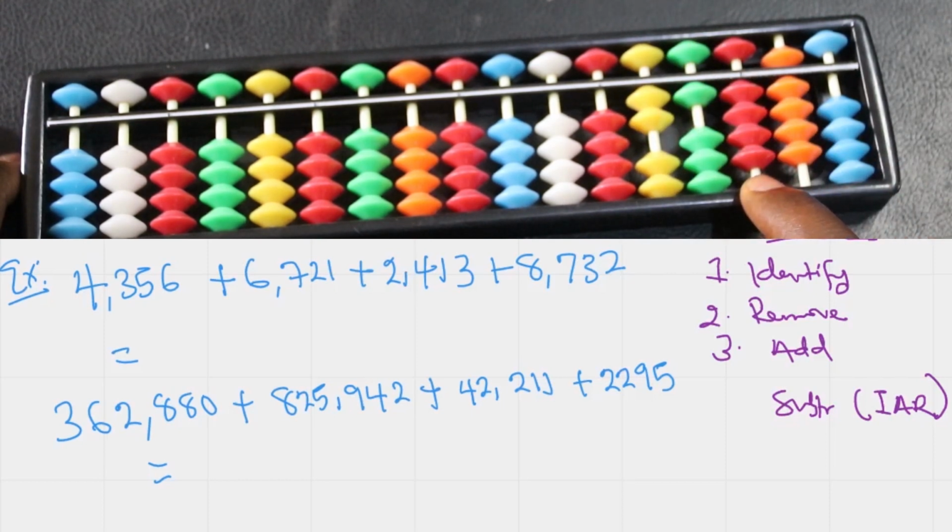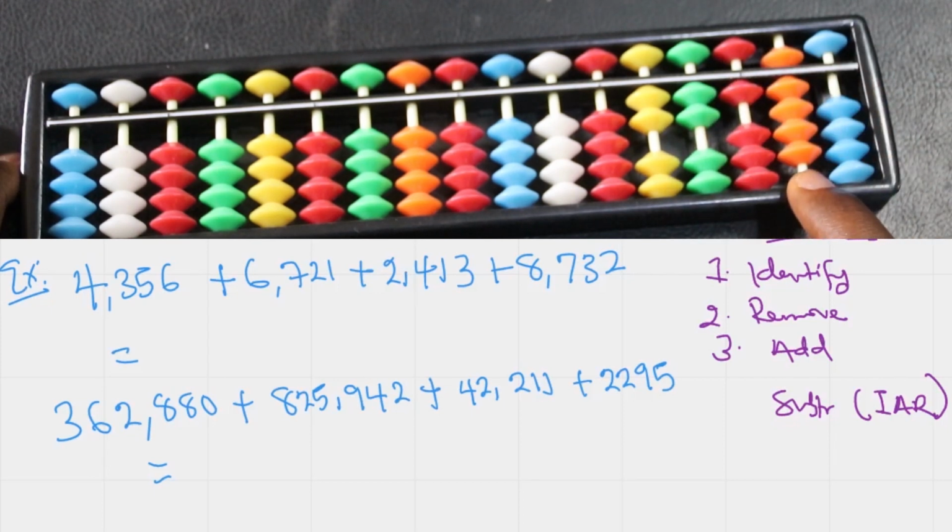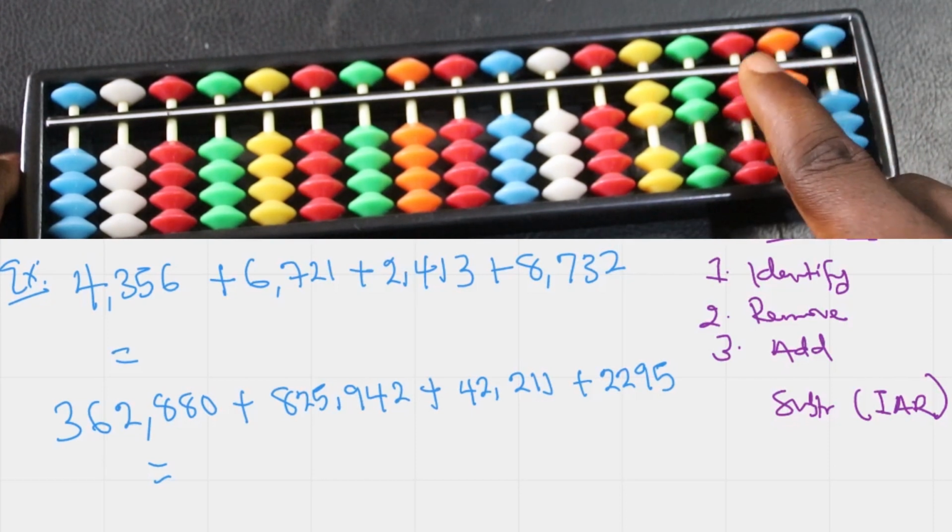What about this place? We want to add 7. We don't have 7. What's the 10 component of 7? 3. Remove 3. Add 10. Here, we want to add 3. We don't have 3. What's the 10 component of 3? 7. Remove 7. Add 10.